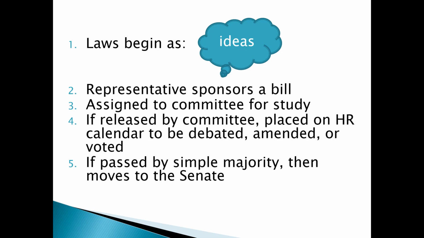So if a bill is deemed adequate by the committee, and the committee that it's assigned to is typically one that relates to the type of bill that it is. So for example, if there's a bill dealing with military spending, that would go to the Armed Services Committee. So let's say that that bill is reviewed by the committee, and the committee agrees that it is a worthy bill and needs to be pushed forward. It is then released by the committee.